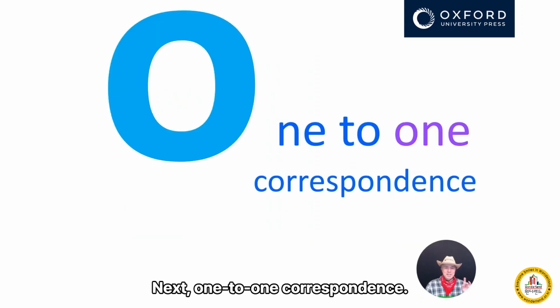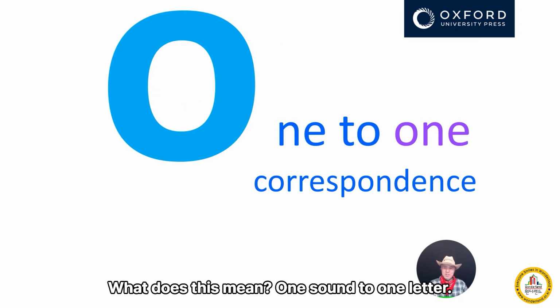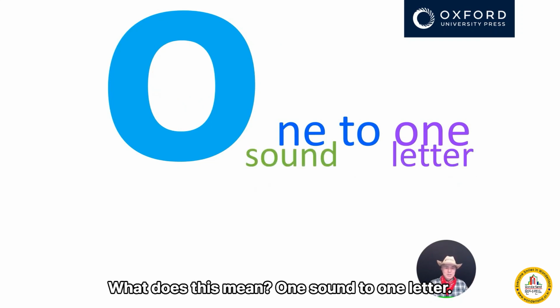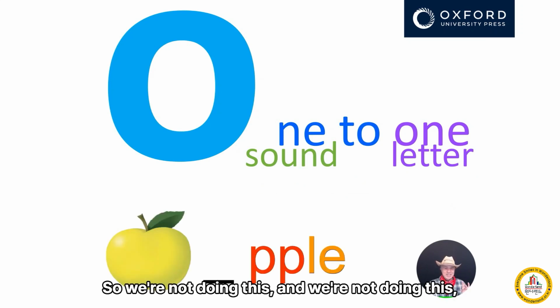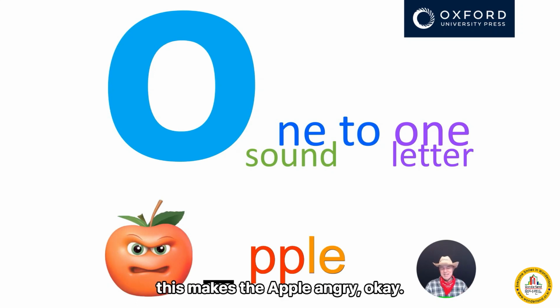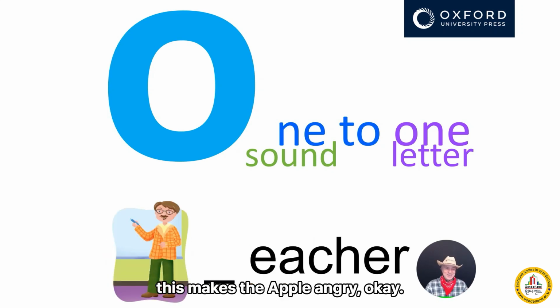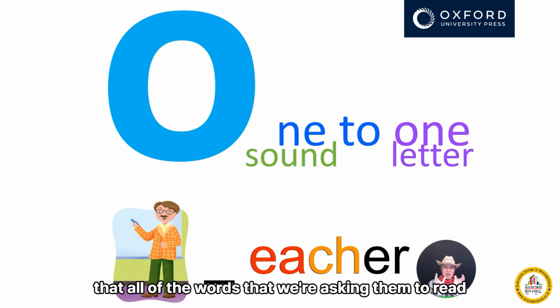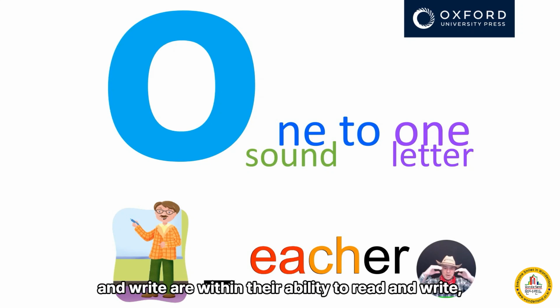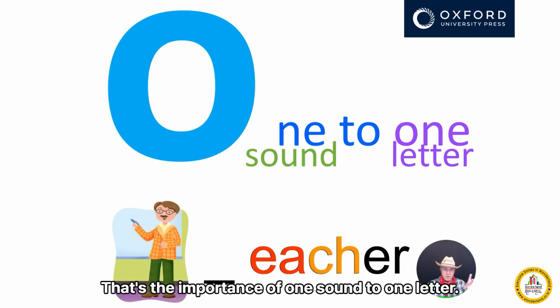All right, next, one-to-one correspondence. What does this mean? One sound to one letter. Okay, so we're not doing this and we're not doing this. This makes the apple angry. Okay, and we're definitely not doing this. Okay, so in level 2, at the very beginning, when we're first asking students to read and write, we're very careful that all of the words that we're asking them to read and write are within their ability to read and write. Okay, so that's the importance of one sound, one letter.